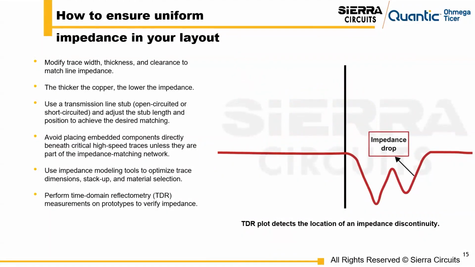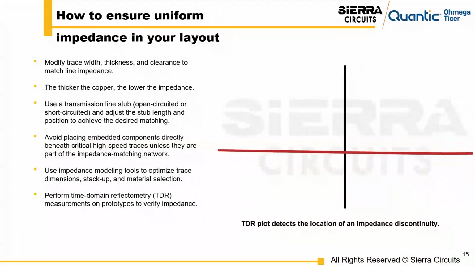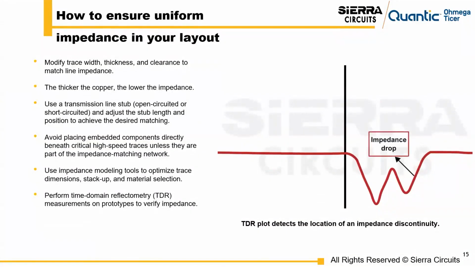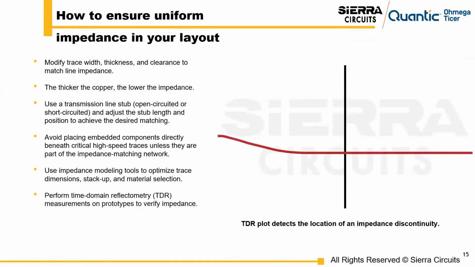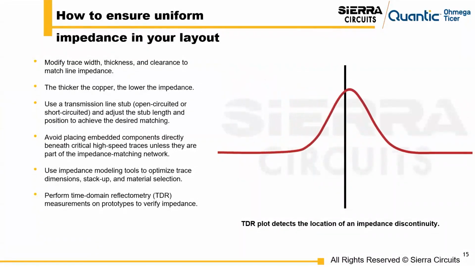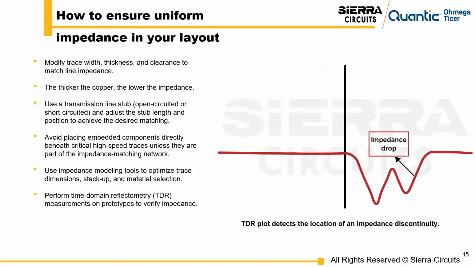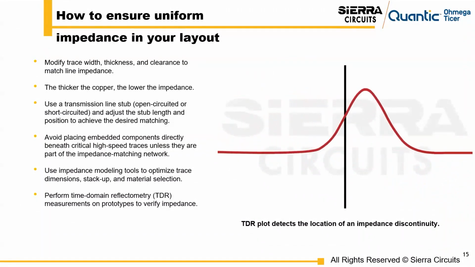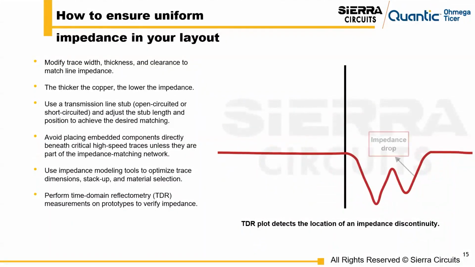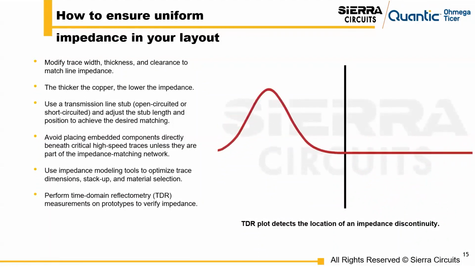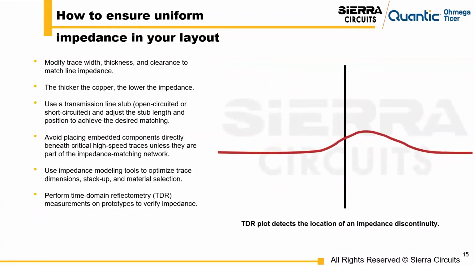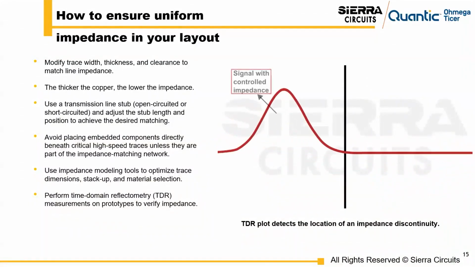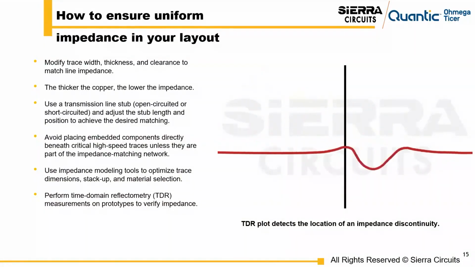So, again, there's always good advice that we have on achieving good signal performance or achieving a uniform impedance across the line. So some points are you want to modify the trace width and clearances to match the desired impedances. You don't want to place the embedded components directly beneath critical high-speed traces unless they're part of the impedance matching network, and perform the TDR measurements on prototypes to verify the impedance. And this technique will help solve any inconsistencies that you see across the PCB.